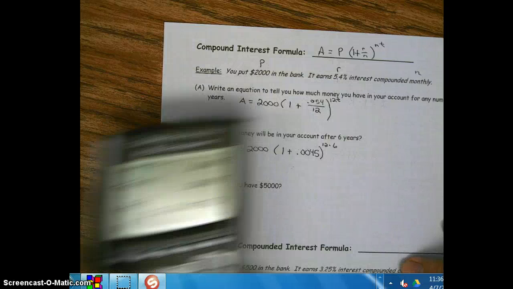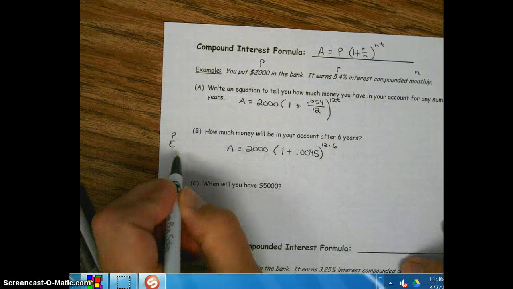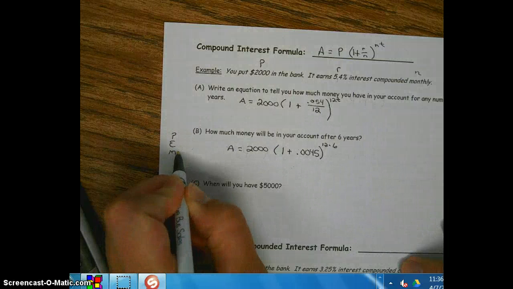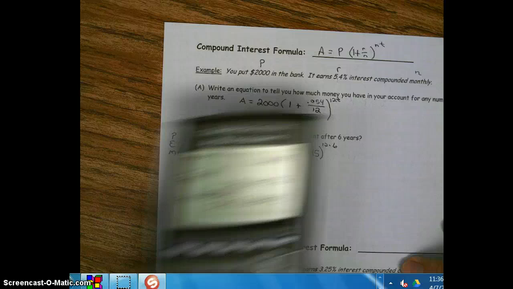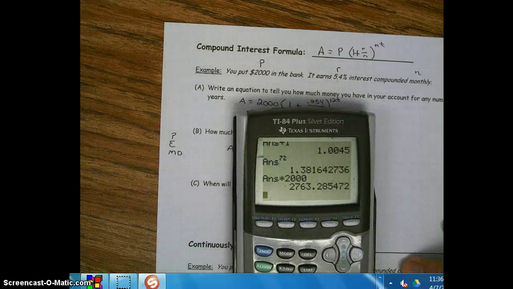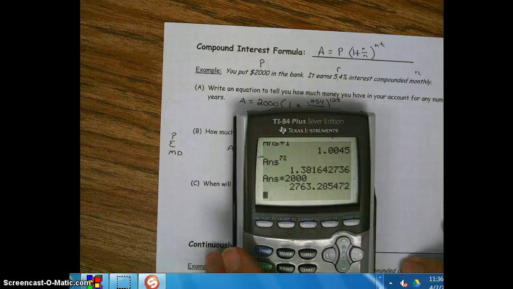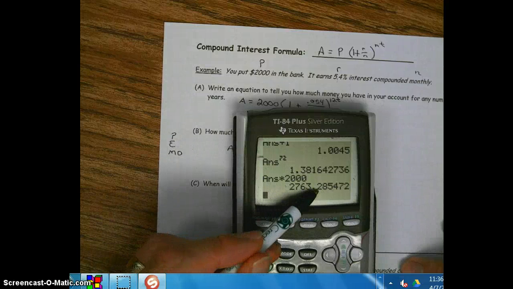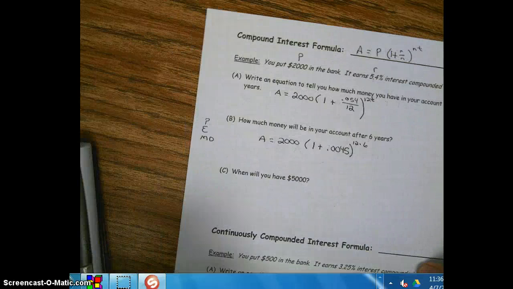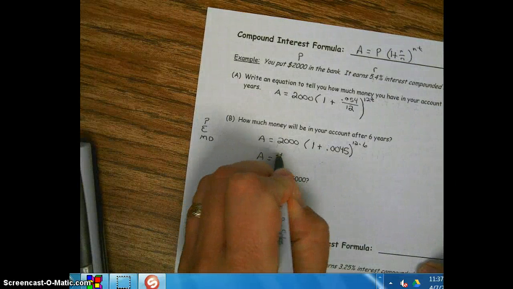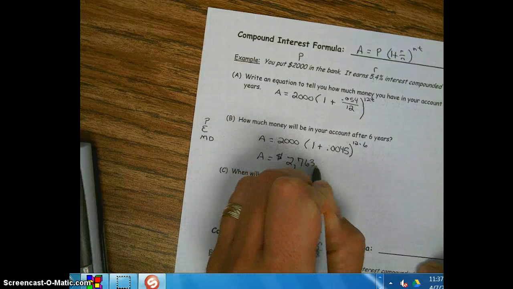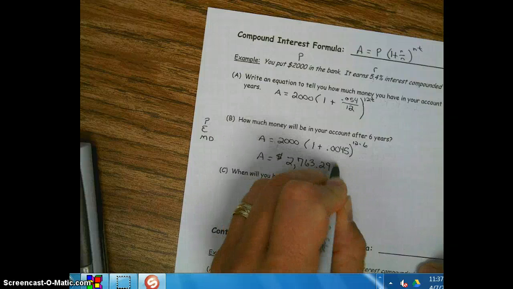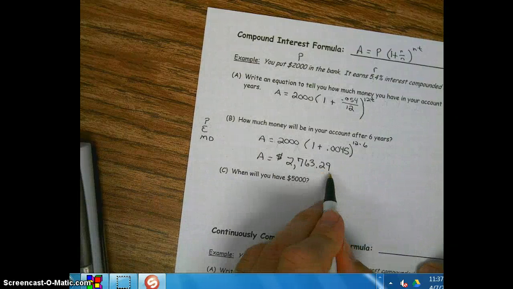Okay, and then we apply multiplication next. Times 2,000. So after 6 years, compounded monthly, we should have $2,763.29. Don't forget dollars and cents. Oops. And don't forget dollars and cents, we round to the nearest hundredth.